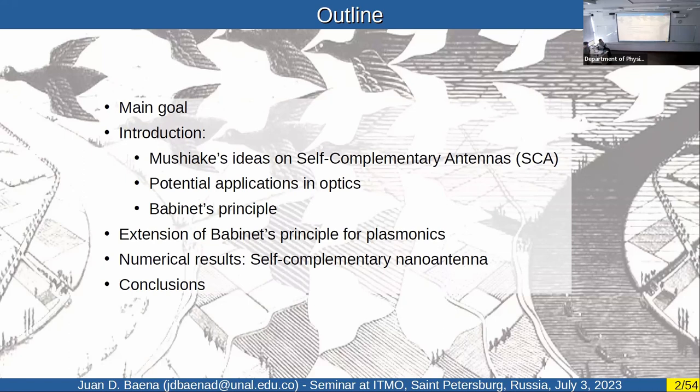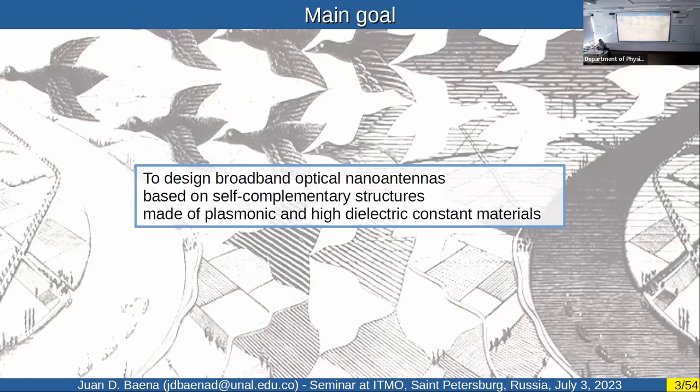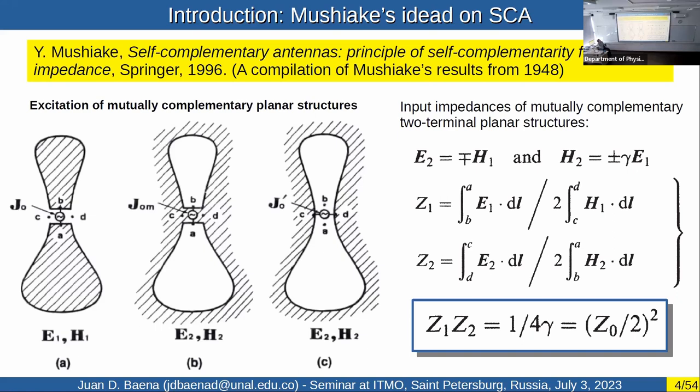So this is the main goal of the talk. I want to design broadband optical nanoantennas. It will be based on some self-complementary structures, and they should be made of plasmonic and high dielectric constant materials. Well, let's start with the introduction about Mucciacci's ideas.